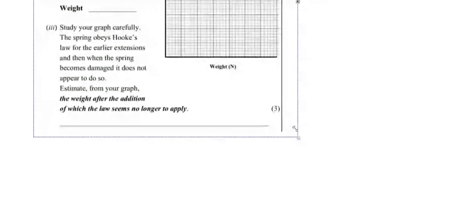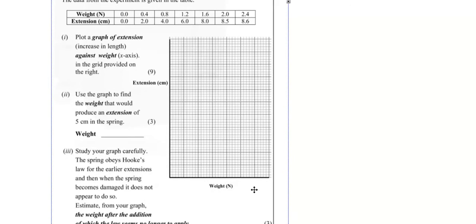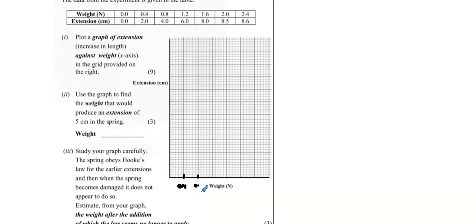I think we're nearly there now. There we go, much better. Okay, so what we're going to do is weight on this axis. So weights go up in 0.4, so we can say that's 0.4. This is 0.8. This is 1.2. This is 1.6. This is 2, and this is 2.4. Then extension, I'll try and go up in twos. So 2, 4, 6, 8, and 10.